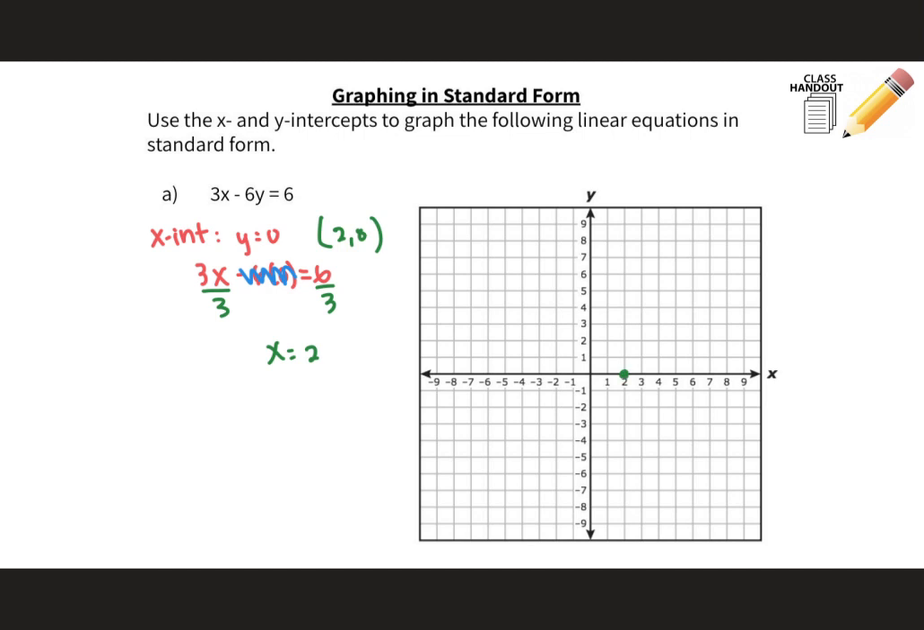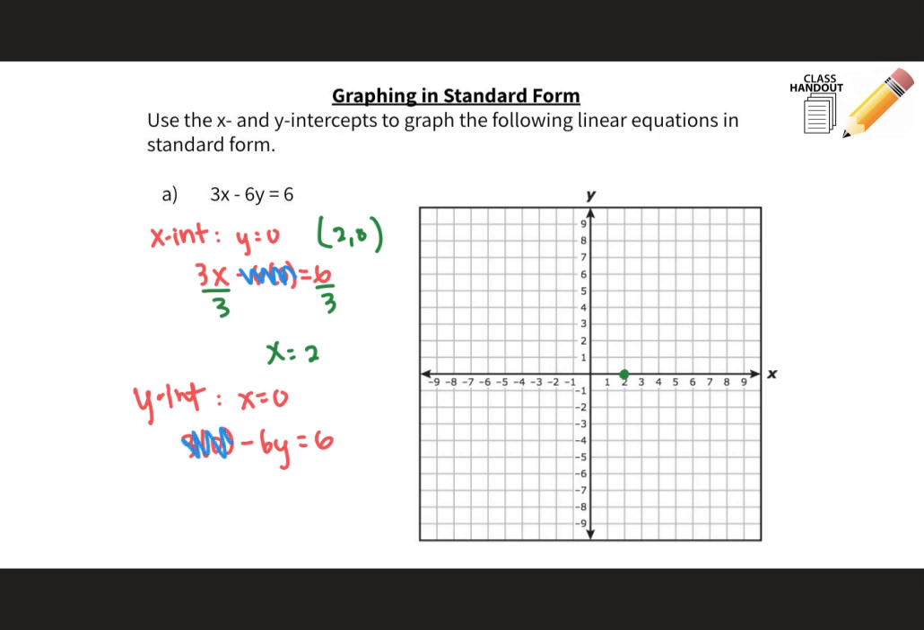And then for my y-intercept, we're going to plug in x equals 0. So 3 times 0 minus 6y is equal to 6.